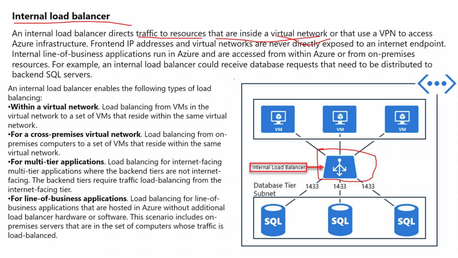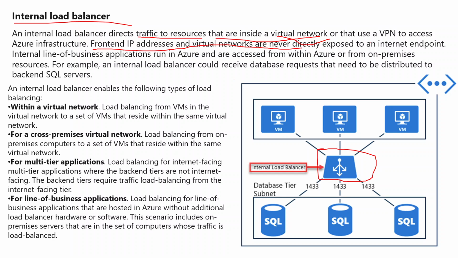Let's say, consider an Infosys application. Infosys is in a network. In that case, you cannot access your Infosys application from the outside world. What you should do is connect your VPN. When you are connected to your VPN, only then can you access this network. So at that time also, you can use this internal load balancer to manage the traffic that is connected through the VPNs. Those things can also be managed here. And then front-end IP addresses and virtual networks are never directly exposed to the internal endpoint.